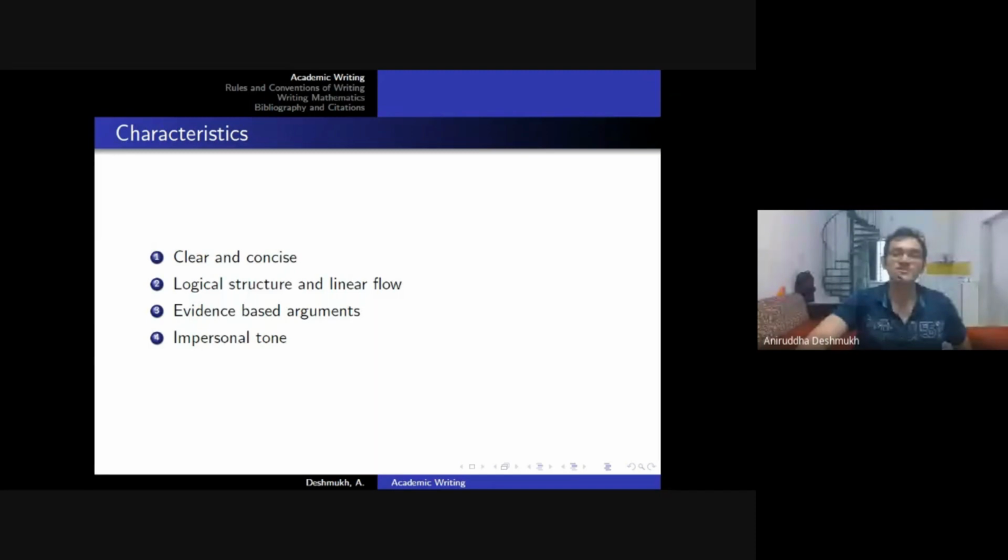The fourth characteristic of any academic document is that it is impersonal. So although you are the sole author of any paper, you cannot really claim that the article is completely yours. The article is of the entire community, even though you have written it. So whenever we write that we have done so and so, we don't use I have done so and so. We say that we have done so and so thing.